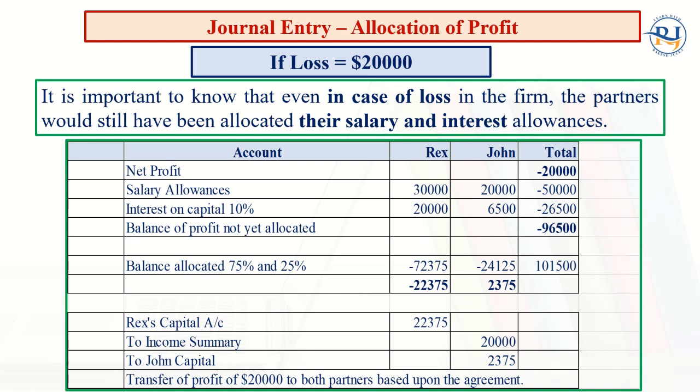The last scenario is a $20,000 loss. Even then there is the loss, you can see the net loss is minus 20,000. Net profit of minus 20,000 means loss. So salary allowance is the same, interest on capital the same, and the balance will be the total of all these, that will be 96,500, which is divided between those two partners.